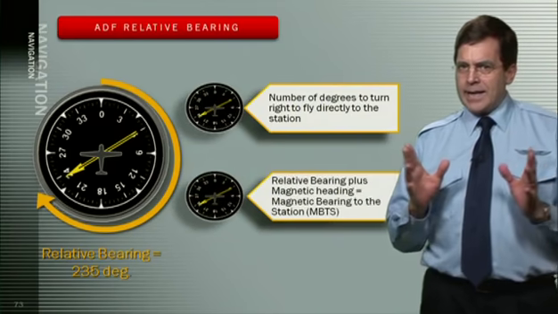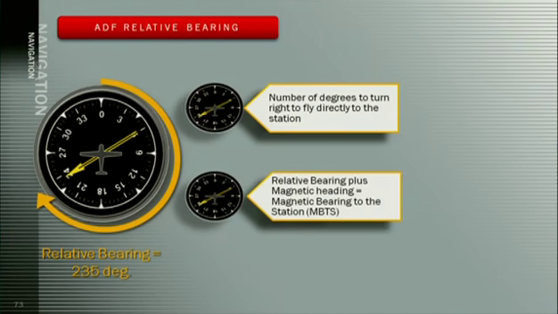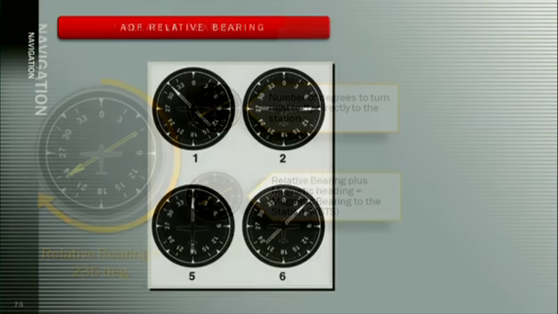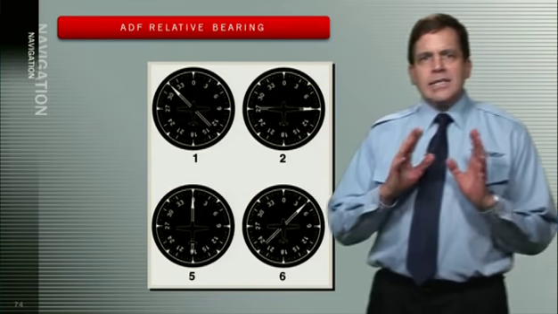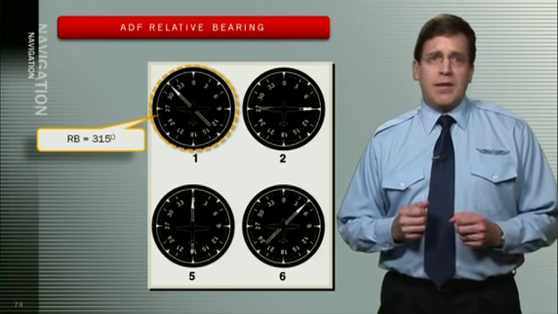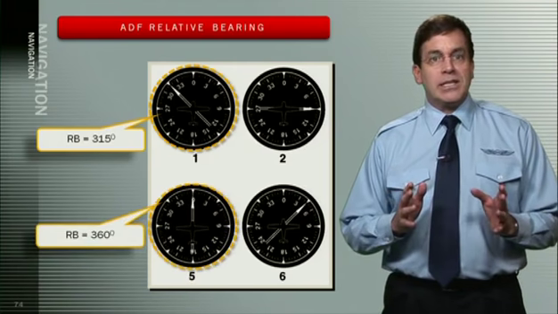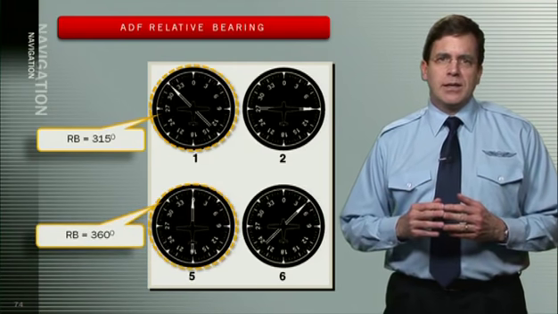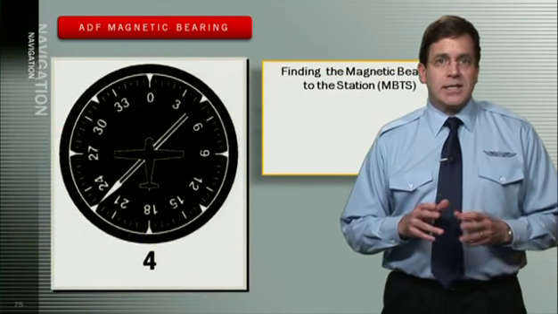Relative bearing plus magnetic heading equals the magnetic bearing to the station. On the knowledge test, you'll be asked to provide the relative bearing. In example number 1, the relative bearing is 315 degrees. In example number 5, the relative bearing is 360 degrees. To find the magnetic bearing, you use this process.